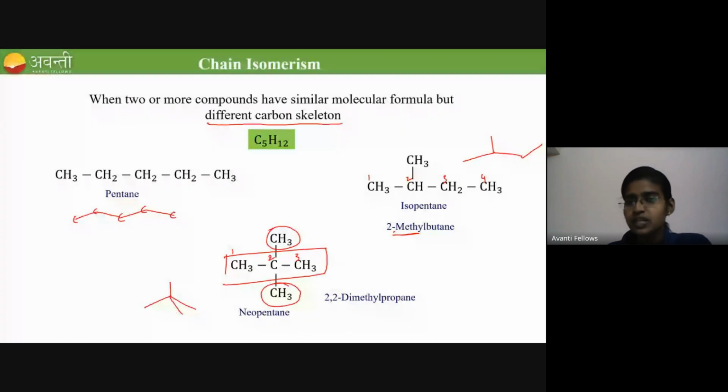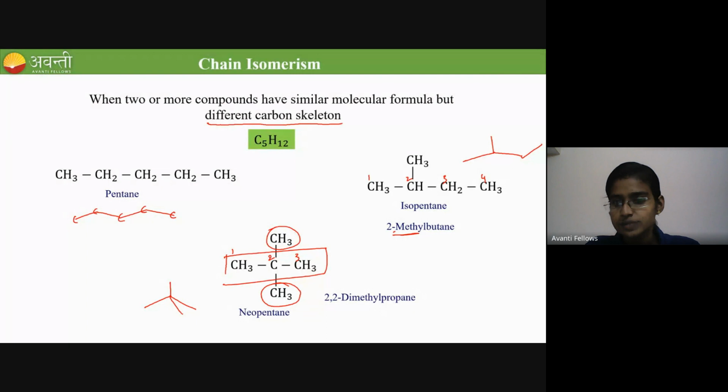So what is happening here? The molecular formula is the same for all the 3 compounds, but the carbon skeleton differs. That's why it is called chain isomer. One is in a straight chain manner. The other compound has 1 branch and the third compound has 2 branches. Got it? So they differ in the branches, which is nothing but the carbon skeleton. That's why it is called chain isomerism, and it is given as an example to you.